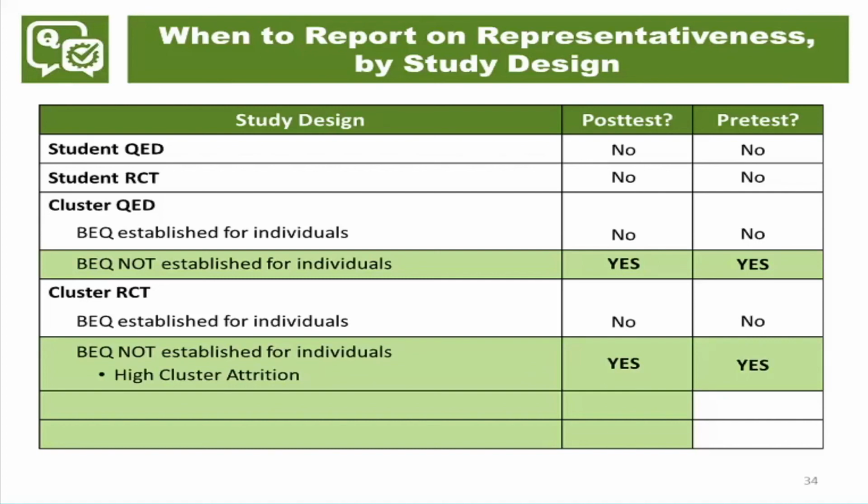But if baseline equivalence of students is not established, and you have a cluster RCT with high cluster attrition, then you need to establish representativeness at post-test and for the baseline.